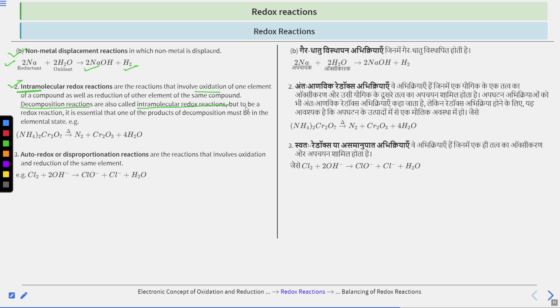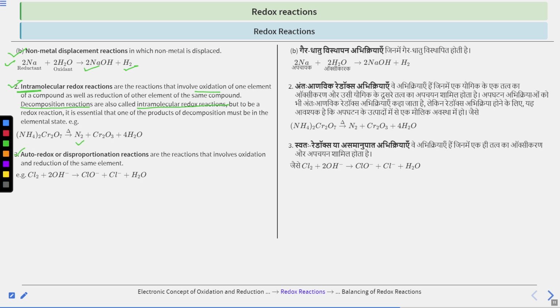Decomposition reactions are also called intramolecular redox reactions. But to be a redox reaction, it is essential that one of the products of decomposition must be in the elemental state. For example, (NH4)2Cr2O7 on heating gives us N2 in the elemental state, Cr2O3 plus 4 H2O. This is an example of intramolecular redox reaction.